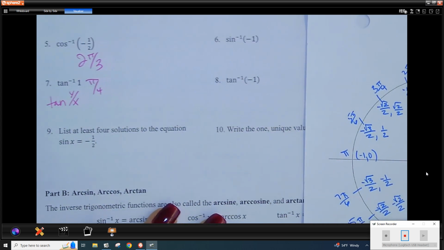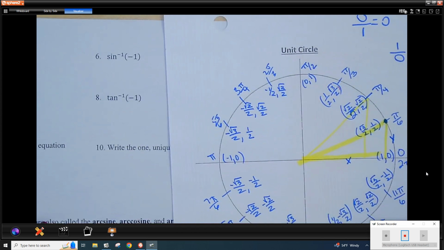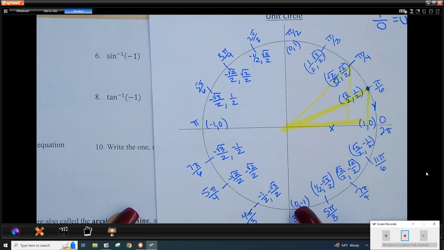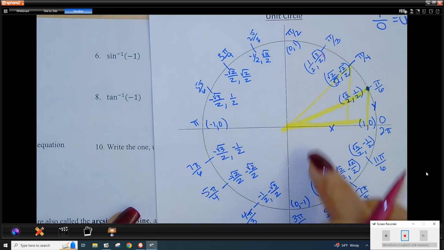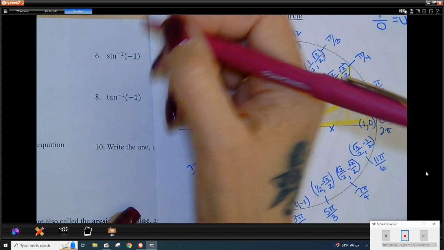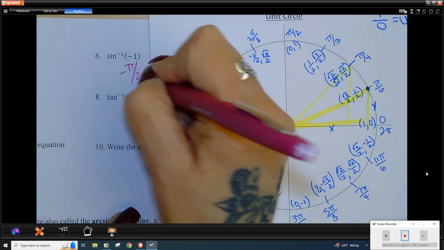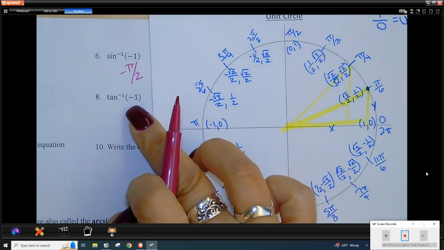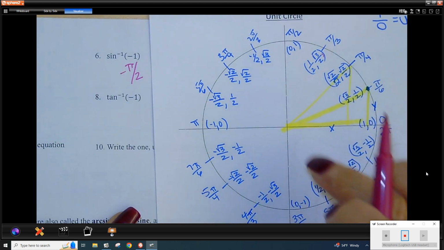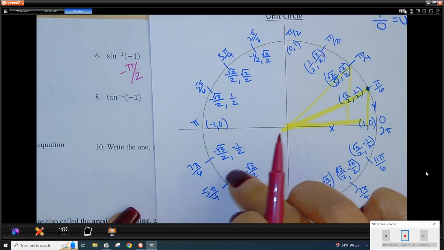Sine of negative 1 is down here, and that is within the half of the circle for sine. This is negative pi over 2. And then tangent of negative 1. When we divide these, we get 1, negative 1, negative 1, 1.